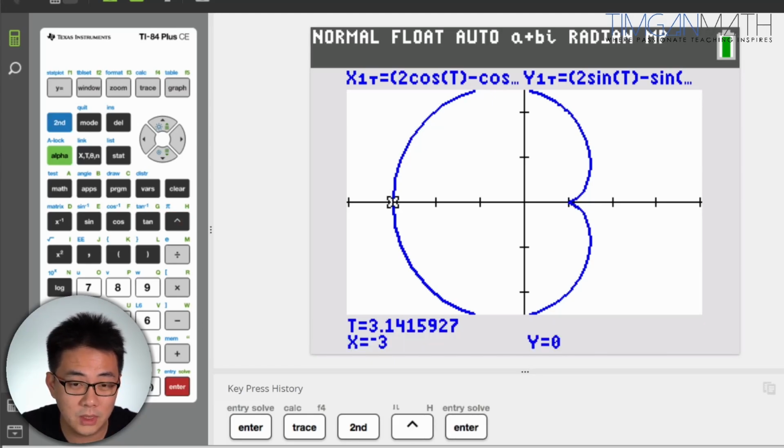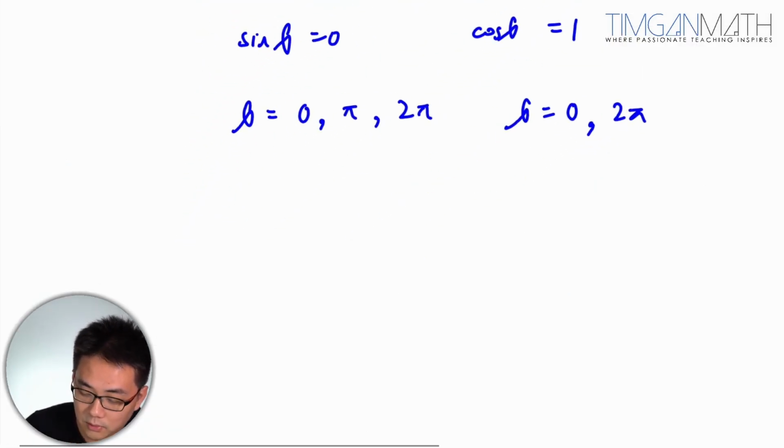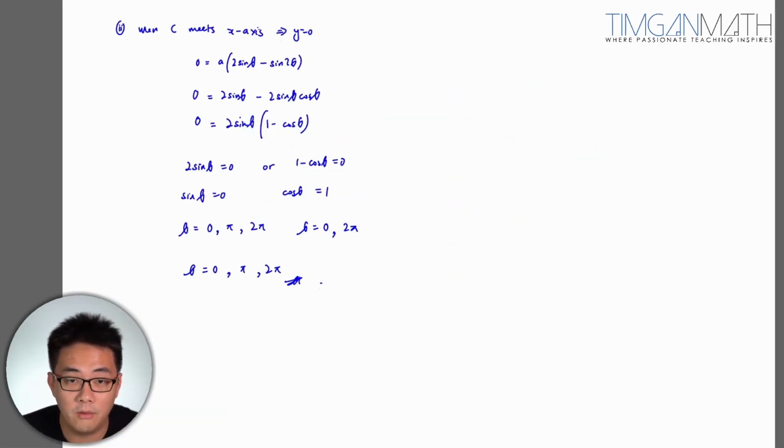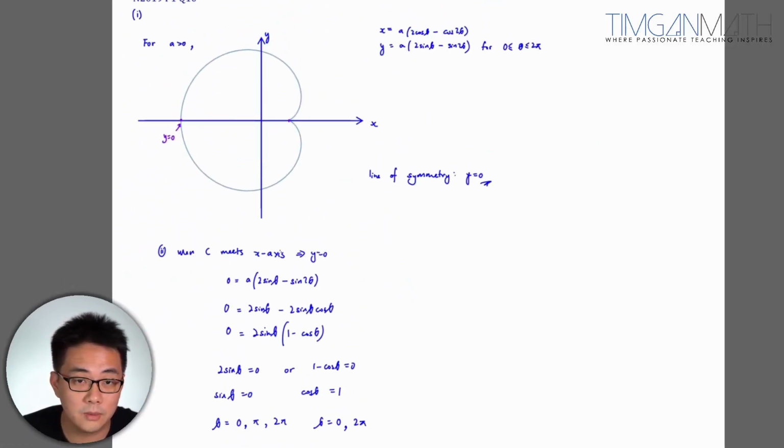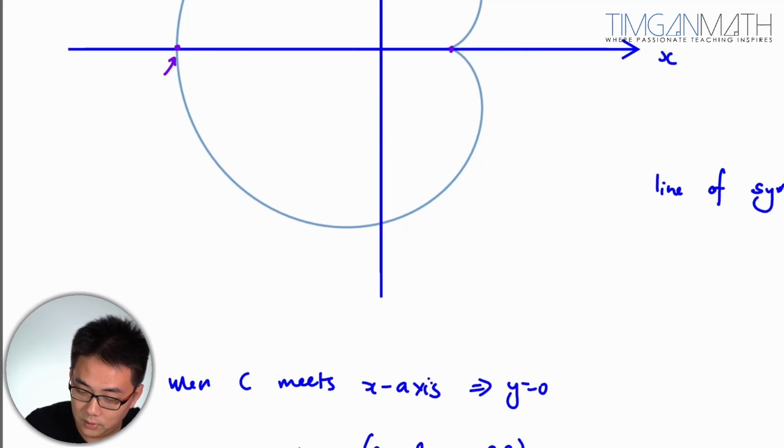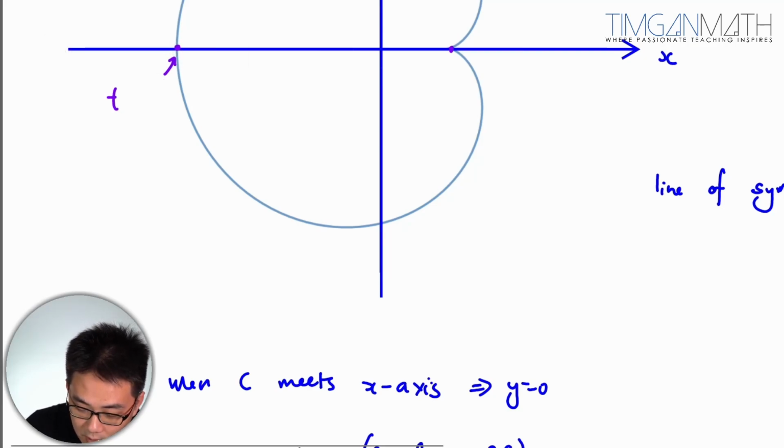I hope you understand. So this is the x value, don't care because it may not be correct. So in this case, theta is equal to 0, pi, and 2 pi. These are all the values of theta which will give you this point here. So this would correspond to t equals pi. It's good to just put theta equals pi over here. This is when theta equals 0 or 2 pi.